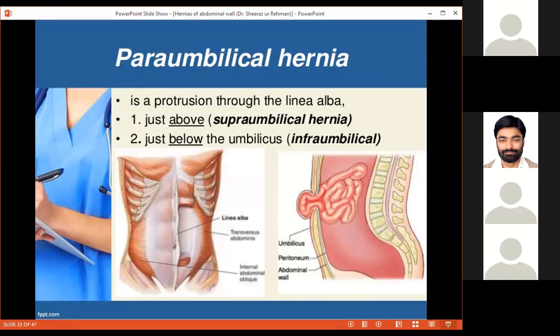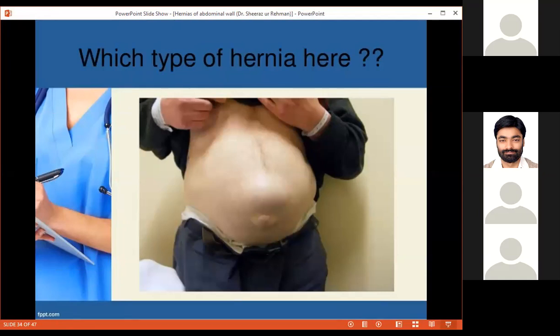These are the subclassification of the paraumbilical hernia. It can be supraumbilical as well as infraumbilical. So if you just look at this picture, what do you see? Which type of hernia is this? Can you answer me in the chat box, please?